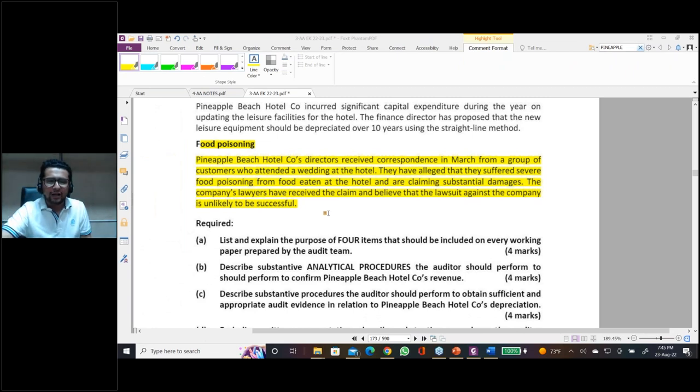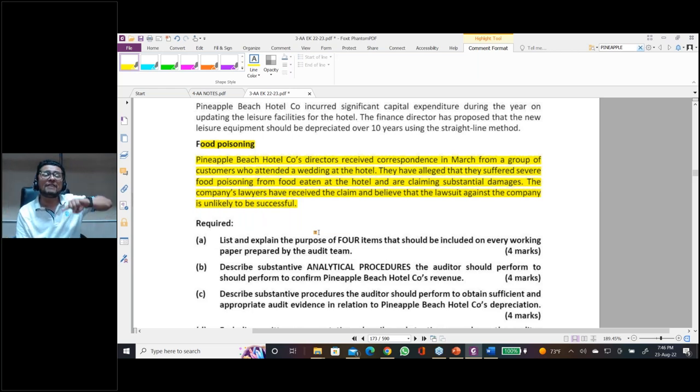So are you done with this food poisoning story? So what kind of procedures can we apply? First of all, if they have recognized a provision, I will cast it. If they have recognized a provision, I will have a discussion with the directors on what assumptions they have made. If they have made it, I will review the correspondence between that party and the client in order to understand the issue. I might want to contact the lawyer and get him on board. I would like to review the board minutes of the meetings.